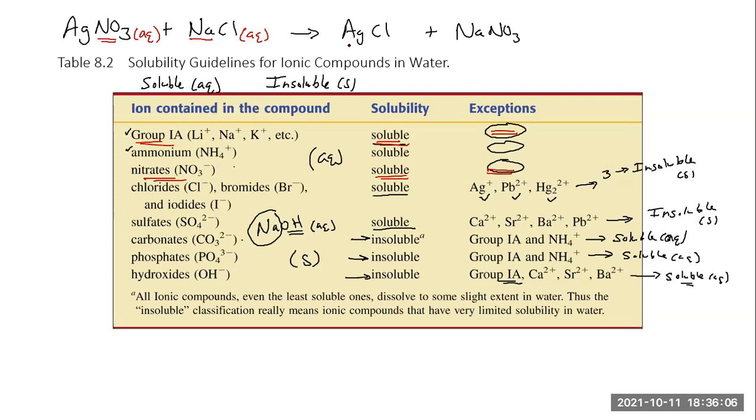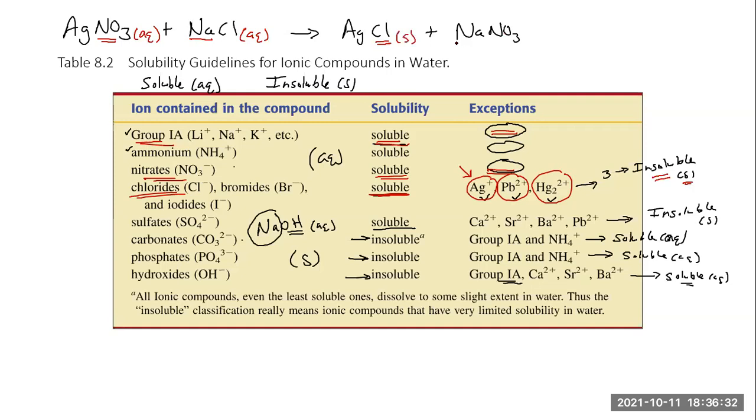When we look on the next side of the arrow, we have silver and chloride. Again, looking at chloride here, chloride is soluble in everything except for silver, lead, or mercury 1. In this particular case, our chloride is with silver, which means it's going to be the opposite of soluble and actually means that this is going to make a solid.